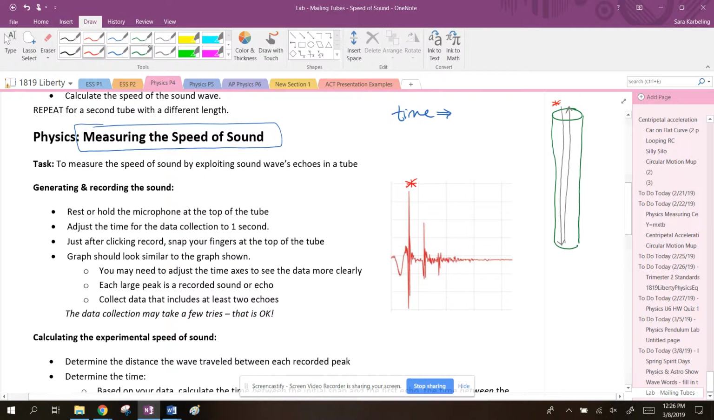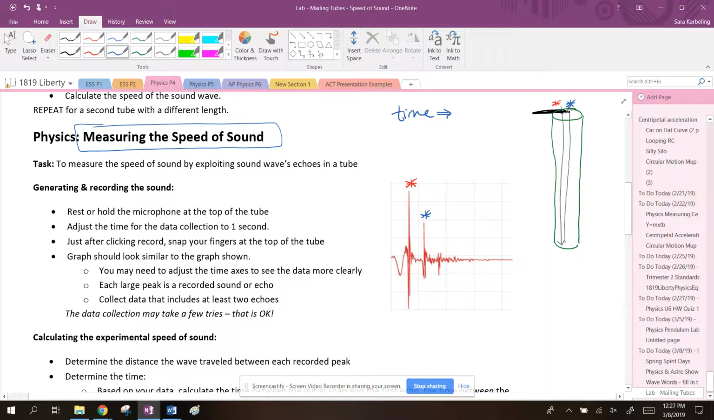And the microphone that is sitting right there hears that first snap, and then it hears that next thing, that when it comes back up, that's the first echo. Okay? That's right here. Does that make sense? Okay?